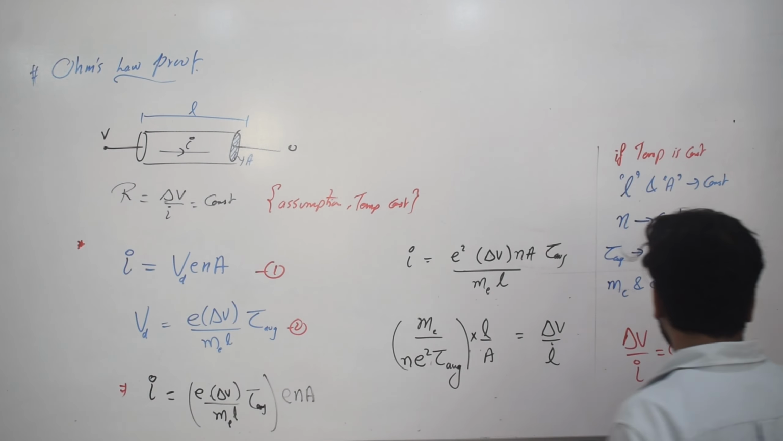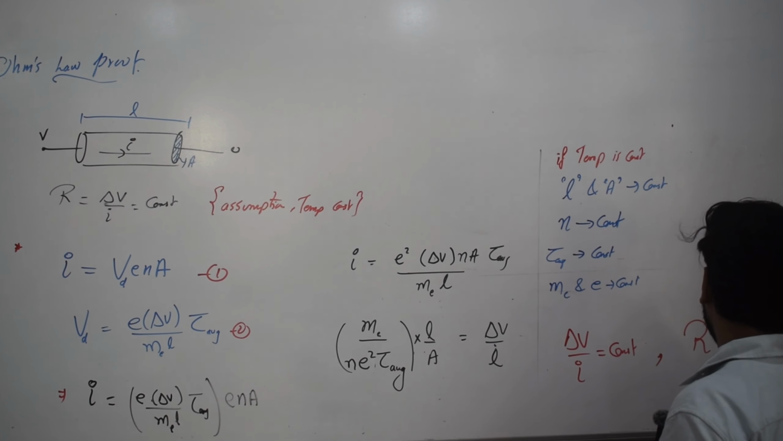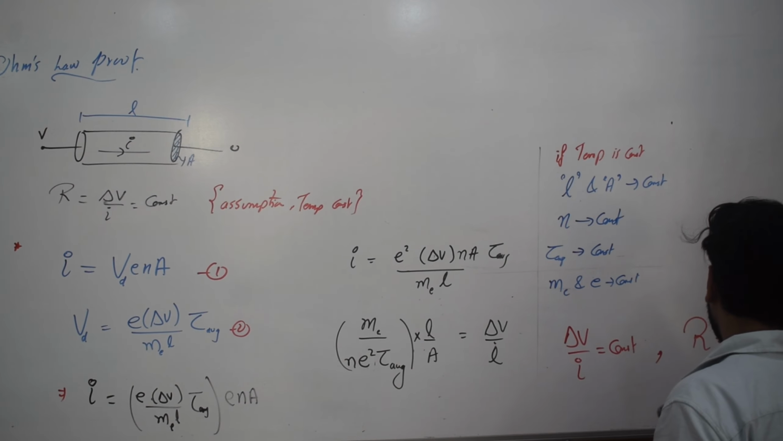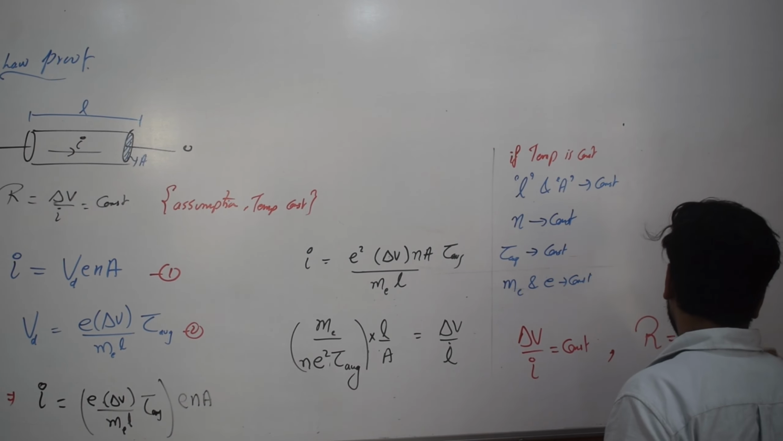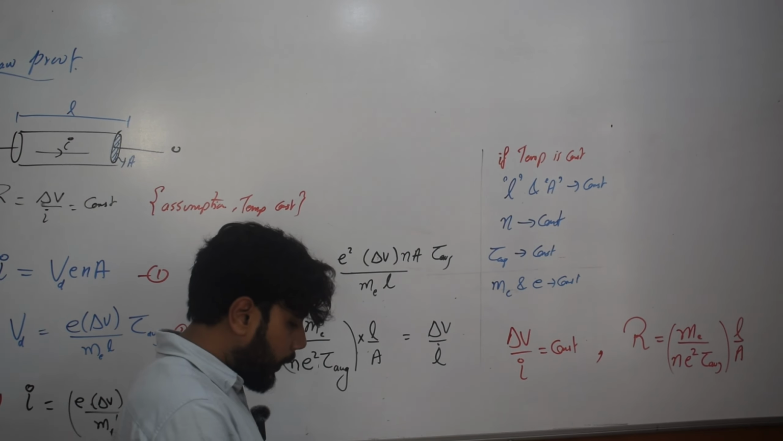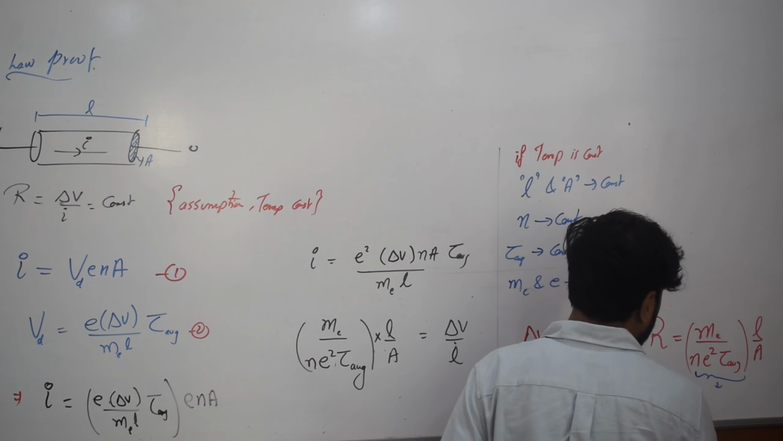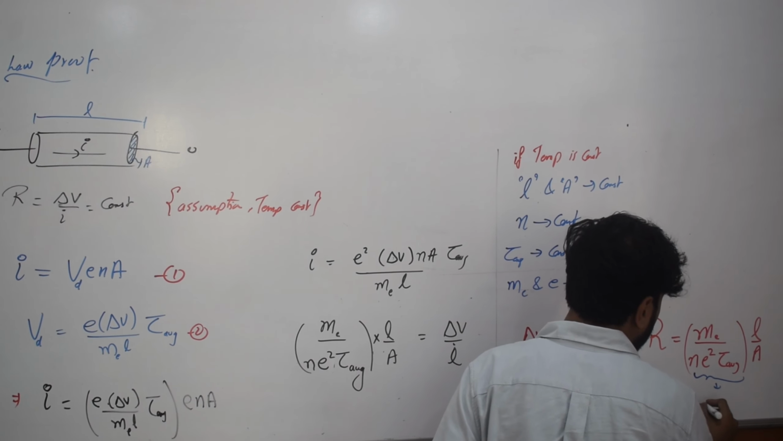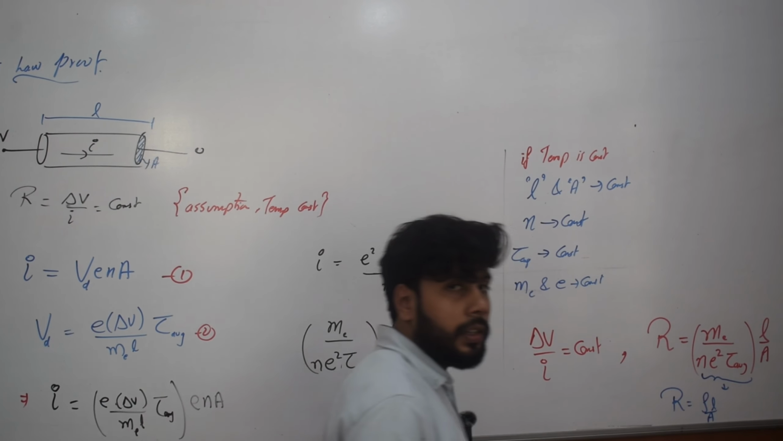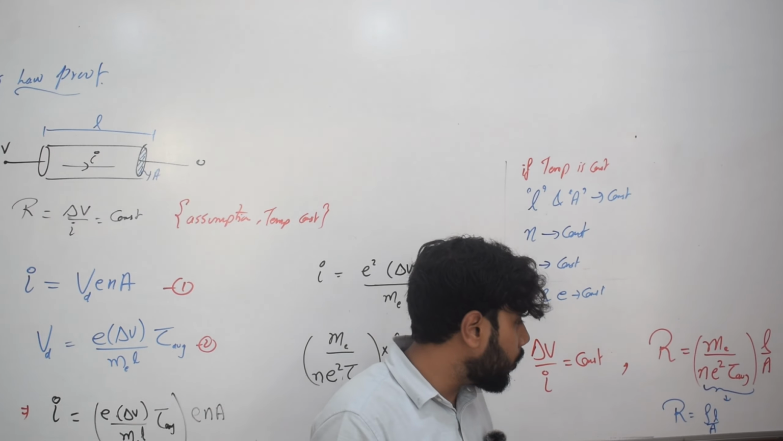And if you see, this constant equals what? Resistance. So I can write resistance equals what? The same thing, m over n e square tau average times L by A. That is our resistance. And this particular term has a very special name, that is called resistivity. So we will get R equals rho L by A. That is the formula you have studied in 9th class. So resistance and resistivity we just got to know right now.